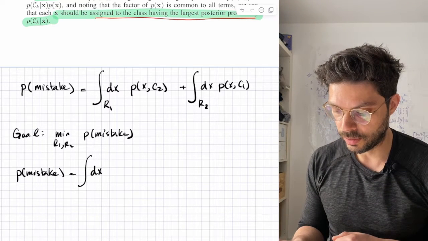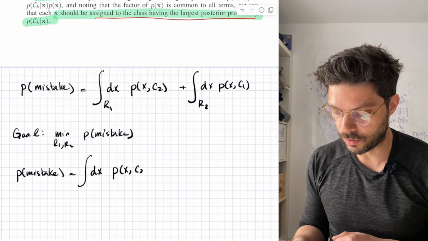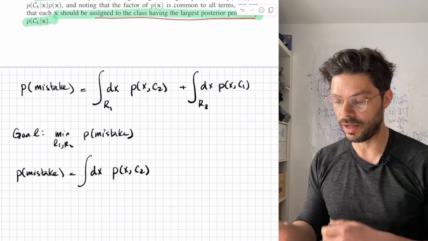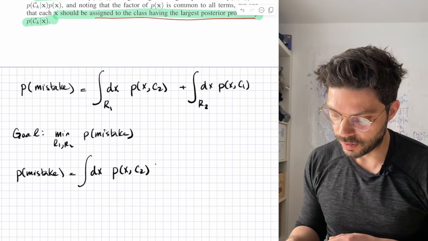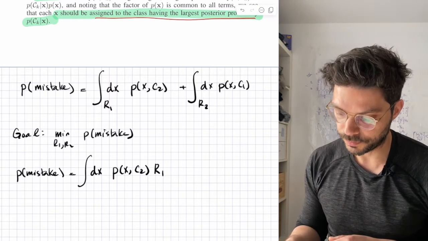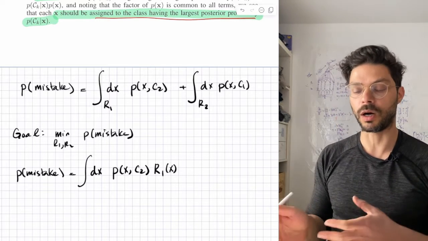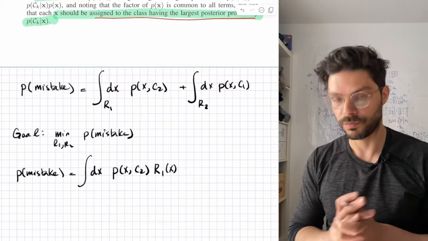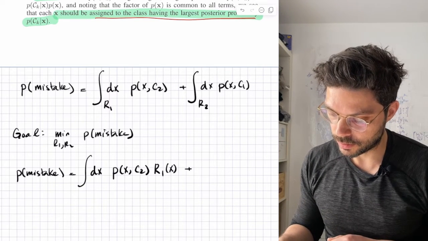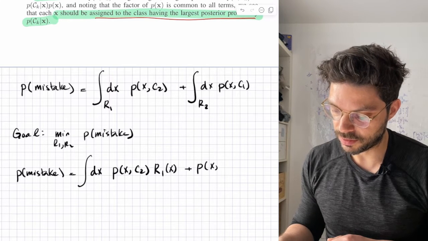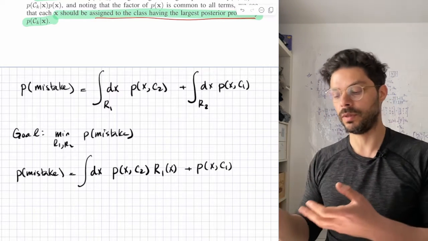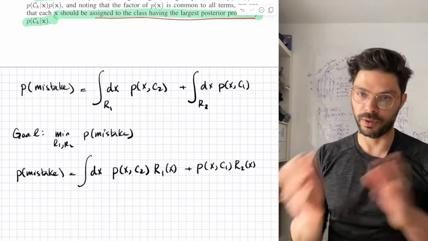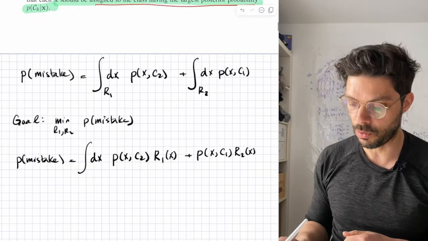And we're going to count the probability of x coming from, let's say, the non-cancerous case as a mistake if our rule, which we're going to call R1 of x, assigns it to class 1, plus P of x and C1, a data point coming from the other category, which we then mistakenly assign to the opposite. So what are these R1 of x and R2 of x?